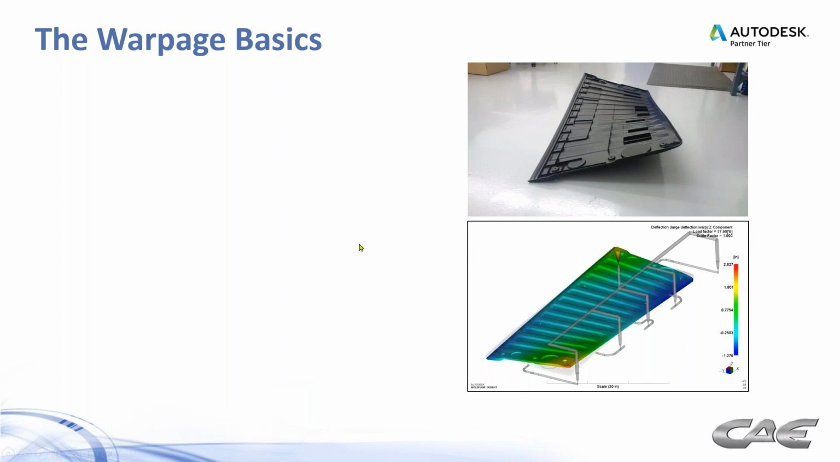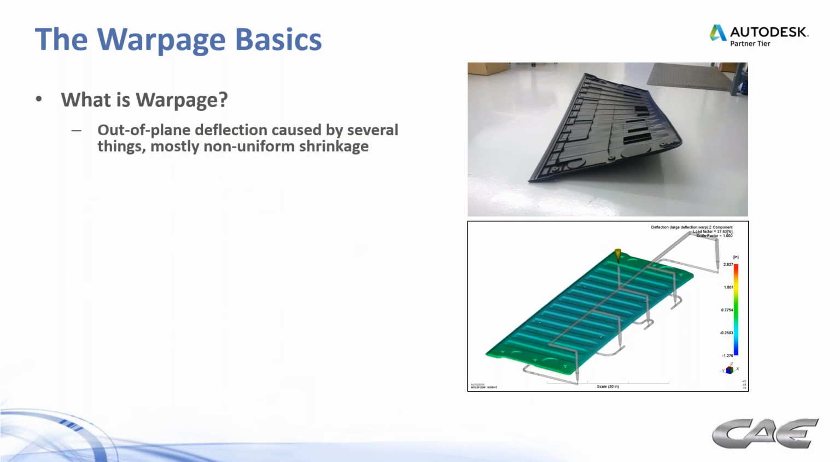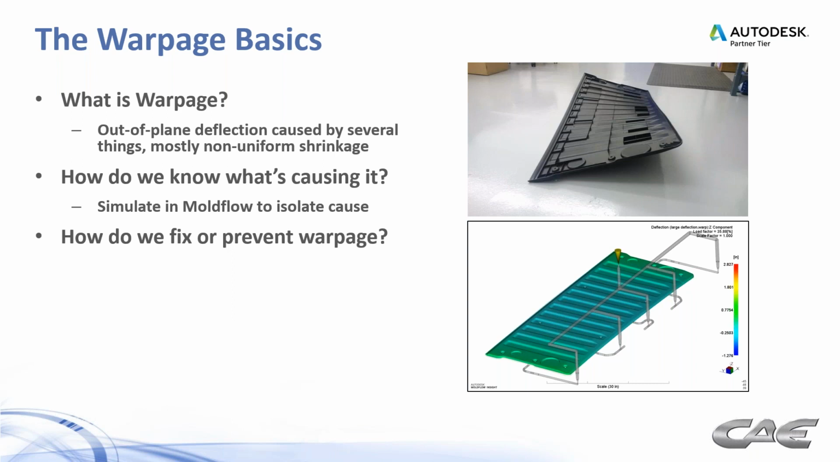Okay, so just a summary of the warpage basics. What is warpage? It's an out-of-plane deflection caused by several things, mostly non-uniform shrinkage. How do we know what's causing it? We simulate in Moldflow to isolate the cause, whether it's corner effects or cooling effects or differential shrinkage effects or orientation effects causing other shrinkage effects. How do we fix it or prevent it? We attack the predominant cause, right?